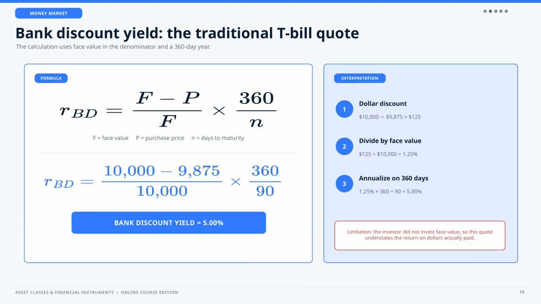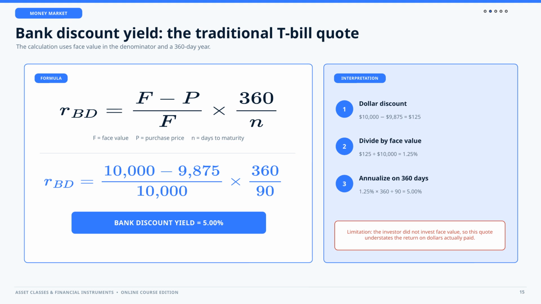The bank discount yield is a traditional treasury bill quote. It takes the face value minus the purchase price, divides by face value, and annualizes using a 360-day year. In our example, the dollar discount is $125. Dividing by the $10,000 face value gives 1.25% for 90 days. Multiplying by 360 divided by 90 produces a 5% bank discount yield.